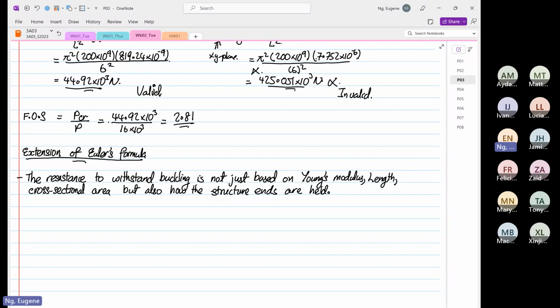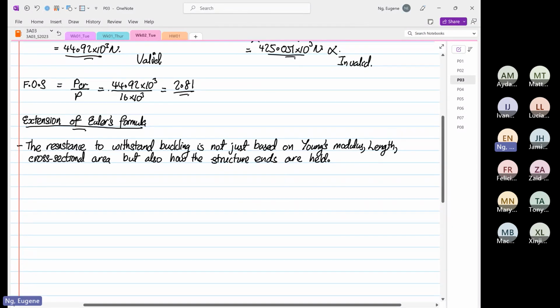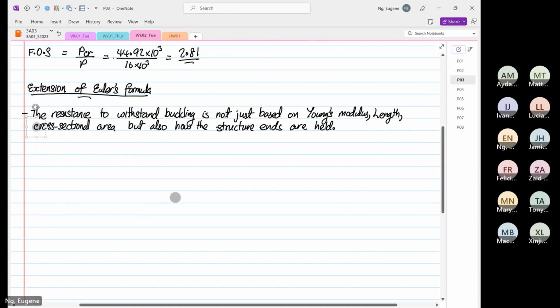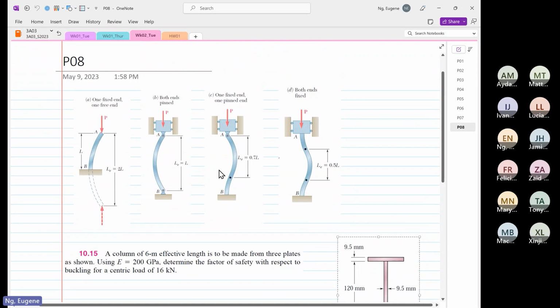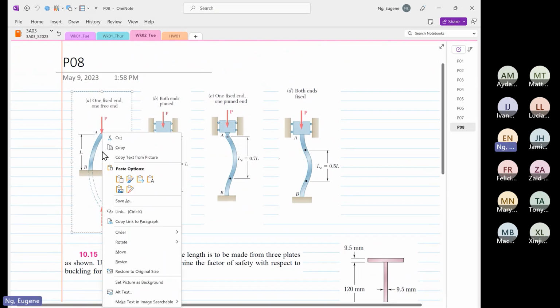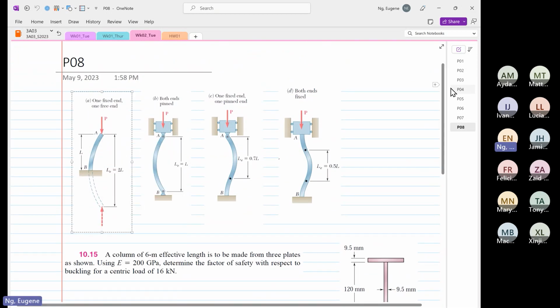Okay, so what do I mean by that? So let's look at condition number 1. Yeah, all these images are provided on Avenue to Learn.